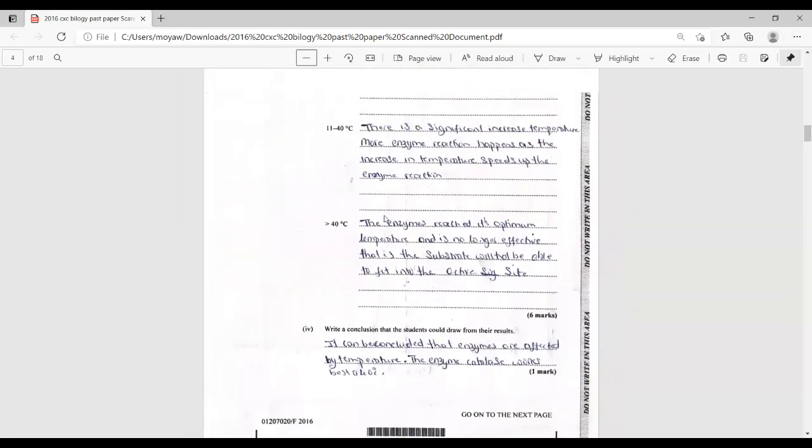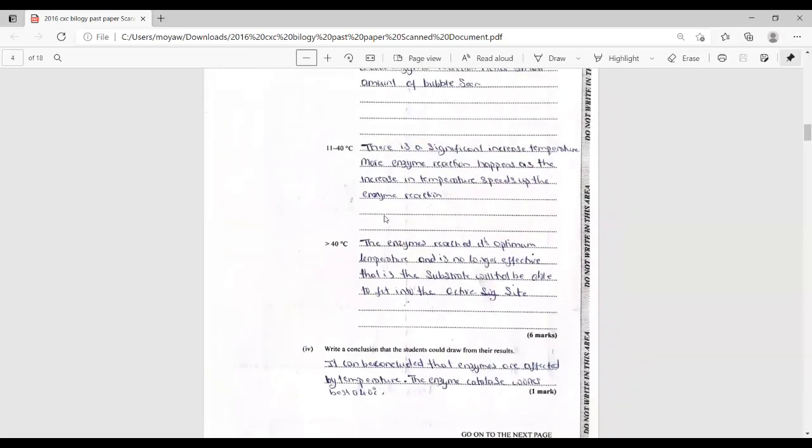So now what we can say is there is a significant increase in temperature. More enzyme reaction happens as the increase in temperature speeds up the enzyme reaction or the enzyme activity. So the increased temperature that we have would just ensure that the enzyme is working best. So the enzyme is doing a lot of work.